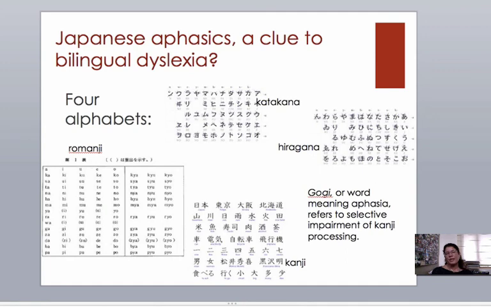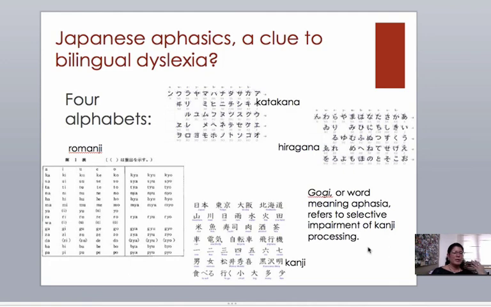For example, fascinating cases. In Japanese, you have four alphabets, right? You have Romanji, which is the Roman alphabet. It's A, B, C, D, right? Then you have Katakana, which is basically used for foreign words. Hiragana, which is kind of like a script. And you have Kanji, which are more like pictographs.